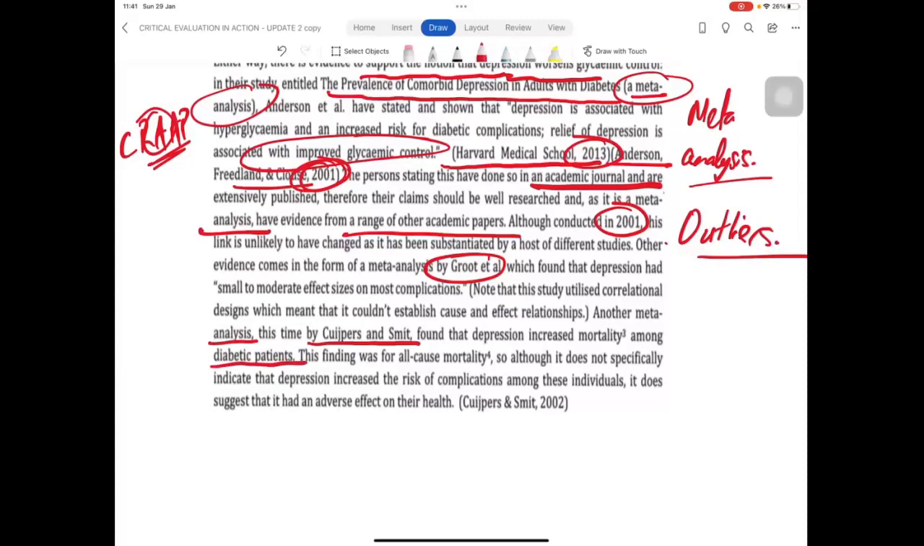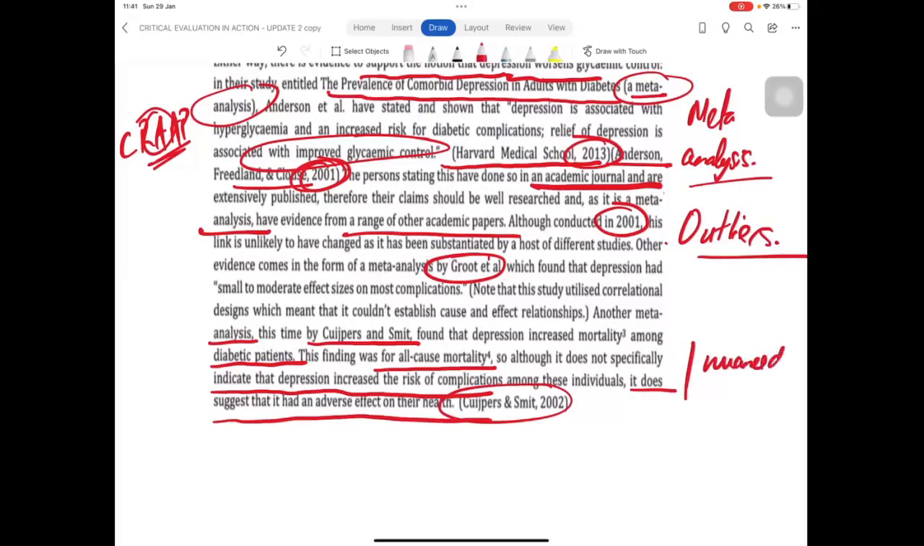This finding was an all-cause mortality, so although it does not specifically indicate depression, it does suggest an adverse effect on their health. So it's a very nuanced approach, which looks at the nature of the studies, it looks for patterns of data, and I think it really helps and gives a really good impression that this student has evaluated this study and seen whether it's consistent with other studies.